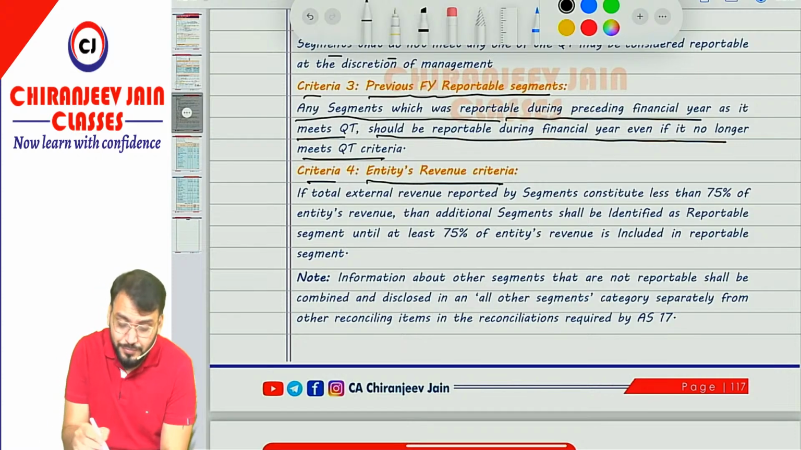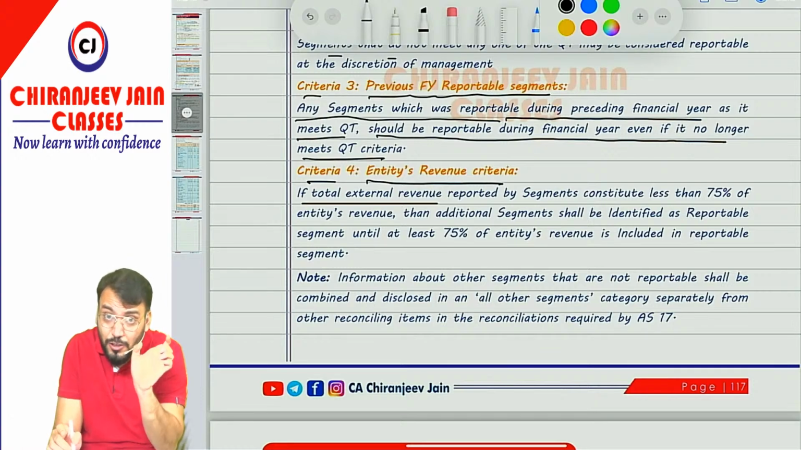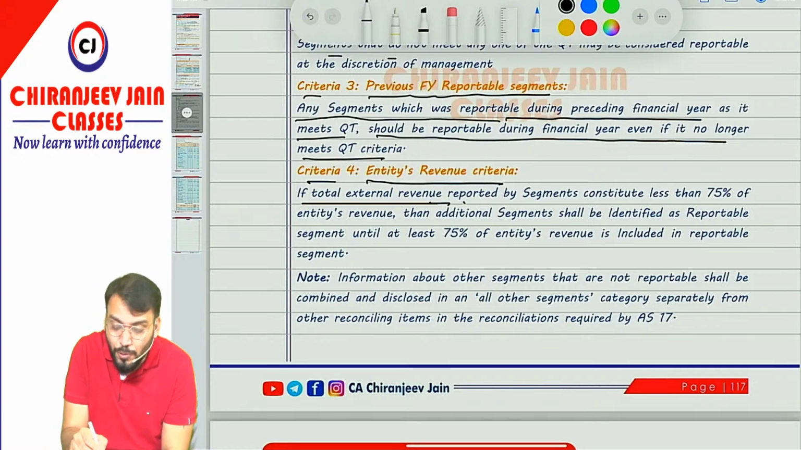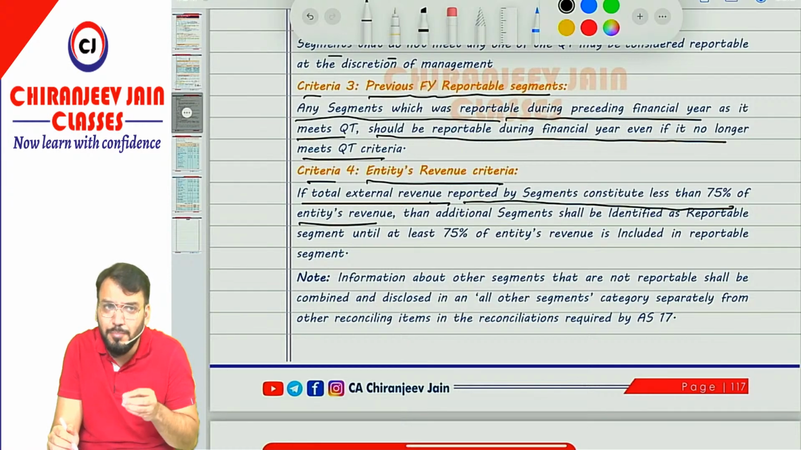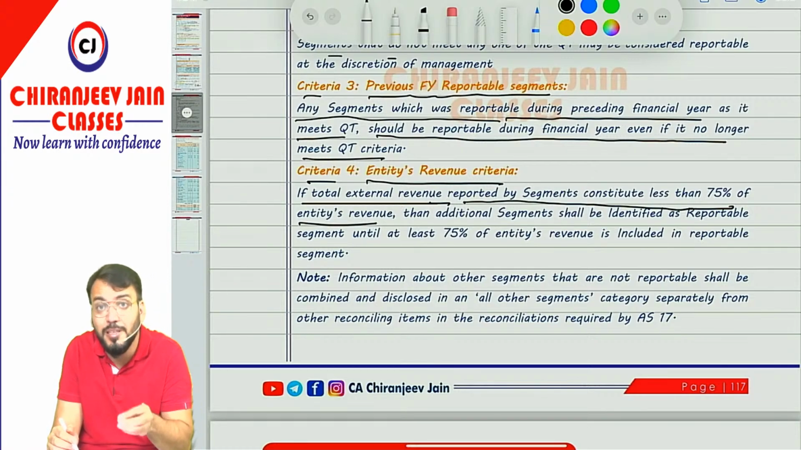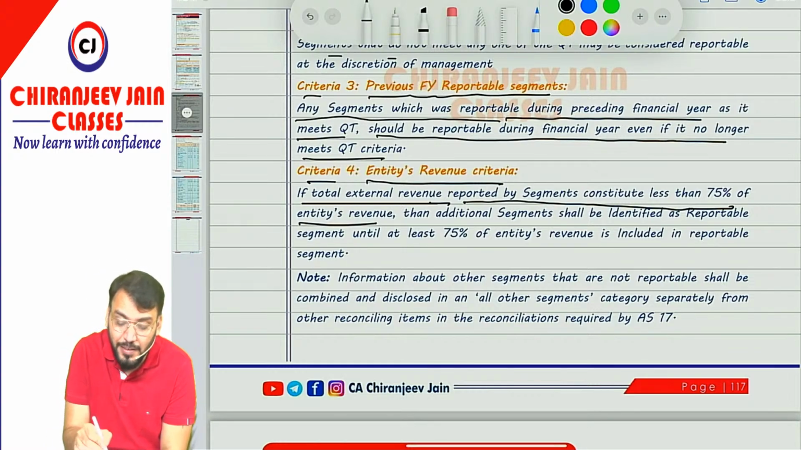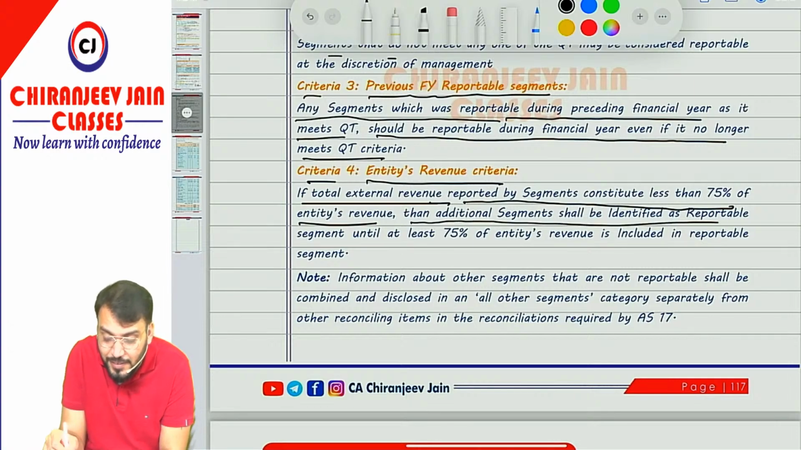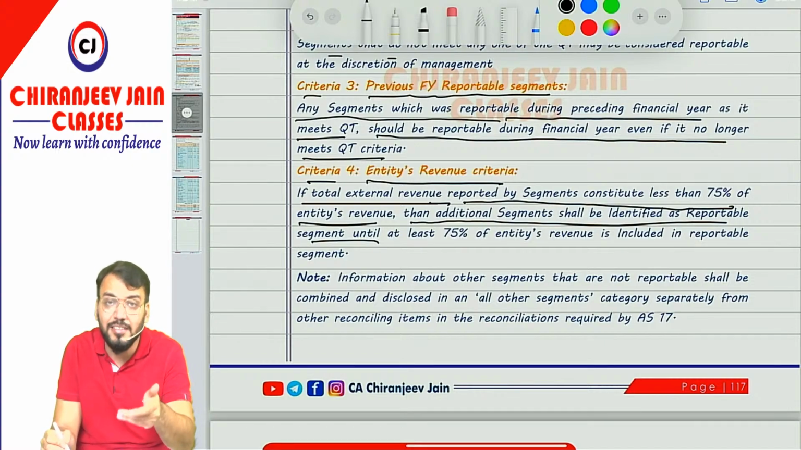What they want to say is, external, not total, external, not segment. Segment revenue consists of external plus inter-segment sale. So if the total external revenue reported by segments constitutes less than 75% of the entity's revenue, it means a minimum of 75% of the entity's revenue should be reported in the segment information. If that is not satisfied, then additional segments shall be identified as reportable segments until at least 75% of the entity's revenue is included in reportable segments.